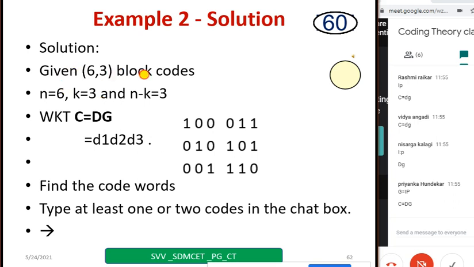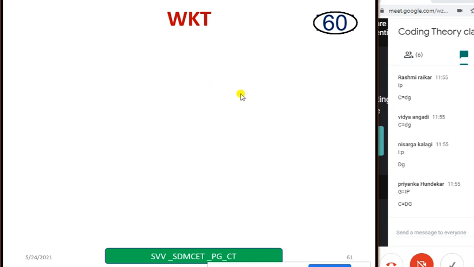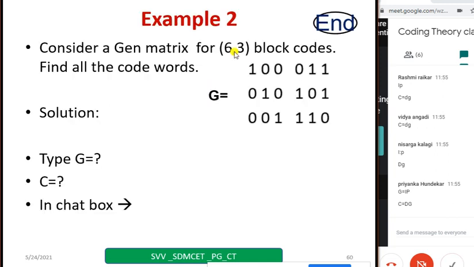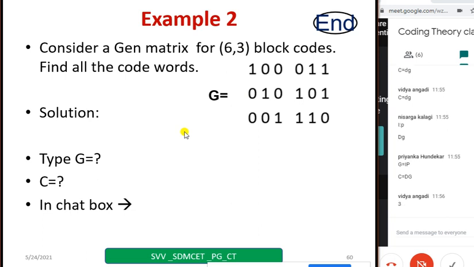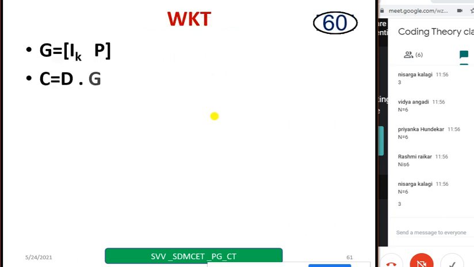Given is 6, 3, and when I say 6, 3, all of you know how to understand it. He has given already 6, 3. What is the K value here? Can you tell? K equal to, N equal to, R equal to. Can you type in the chat box? Very good. K equal to 3. N equal to 6. And R equal to N minus K, which is 3.